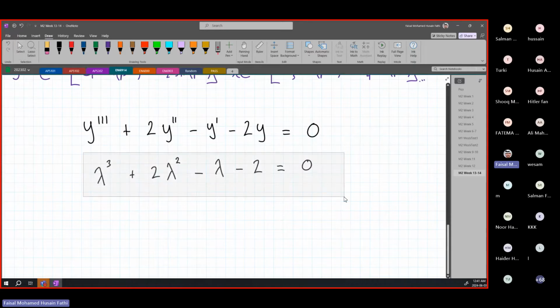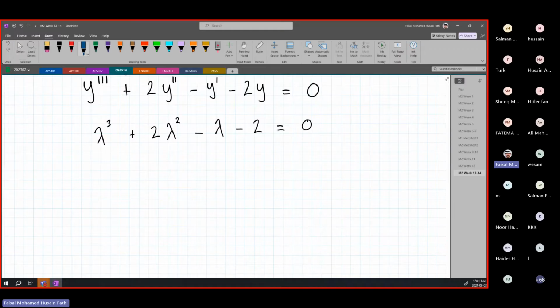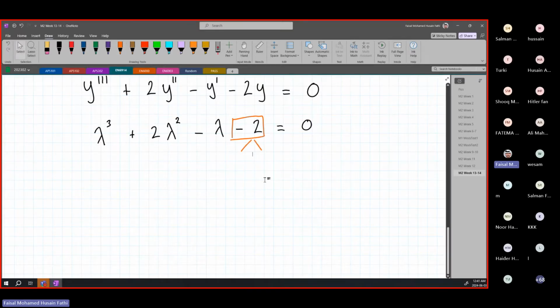For solving any third or fourth order equation, the trick is to look at your last value over here, which is your minus 2 in this case. You're going to be factorizing this value and testing. Basically, you're going to be doing trial and error. You're going to be looking at the factors of 2. You have 1 and minus 1, and then you have 2 and minus 2. These are all the factors of 2.